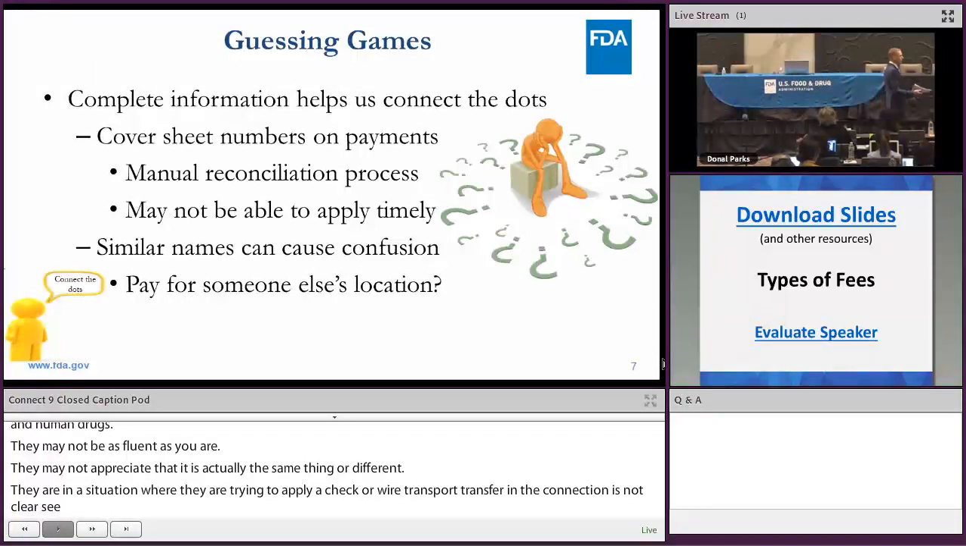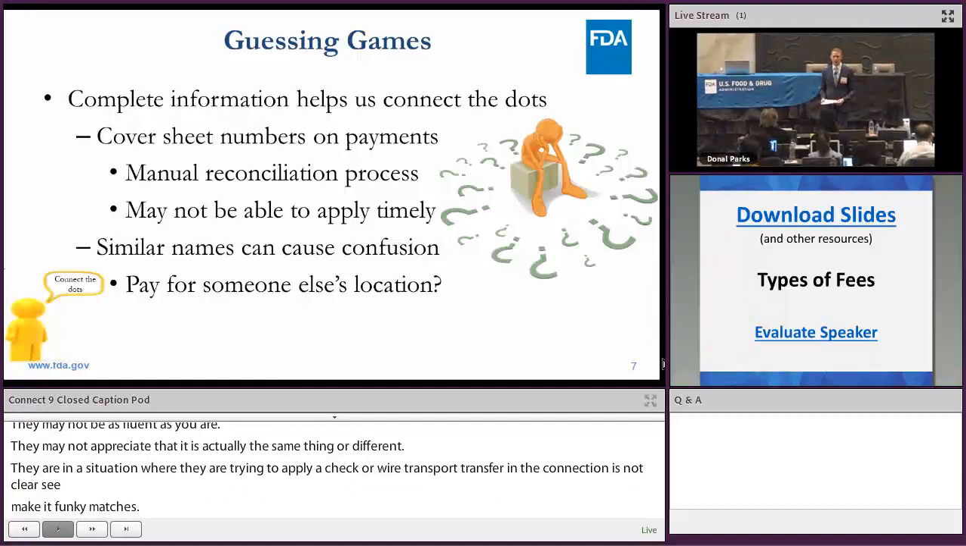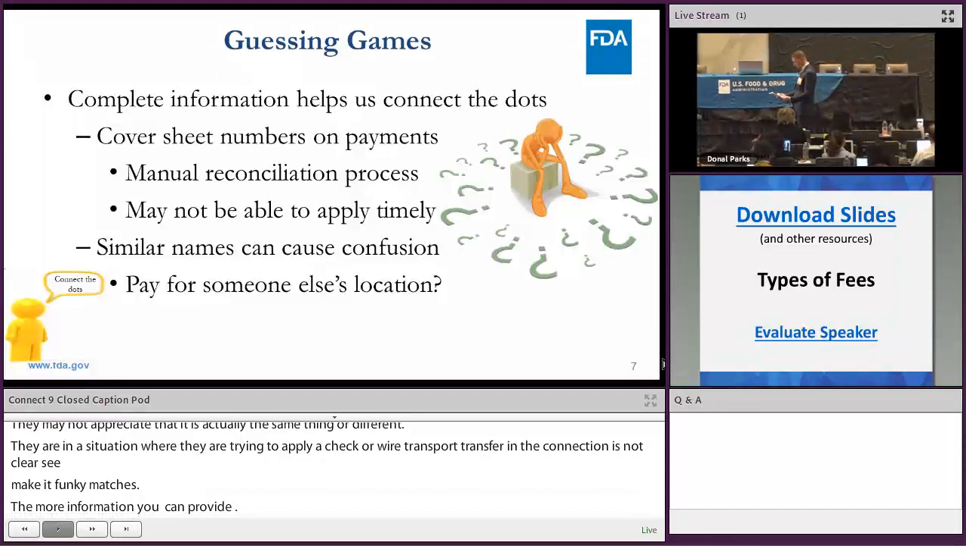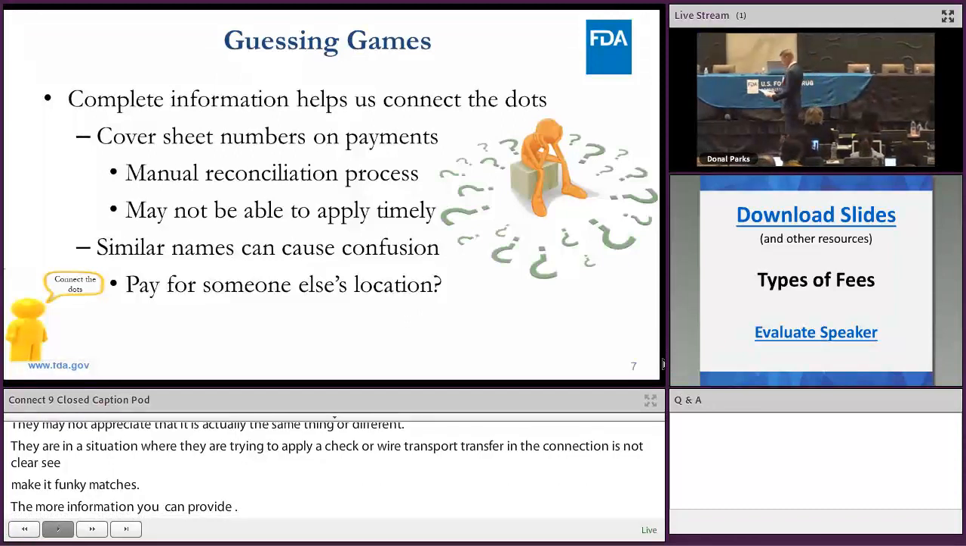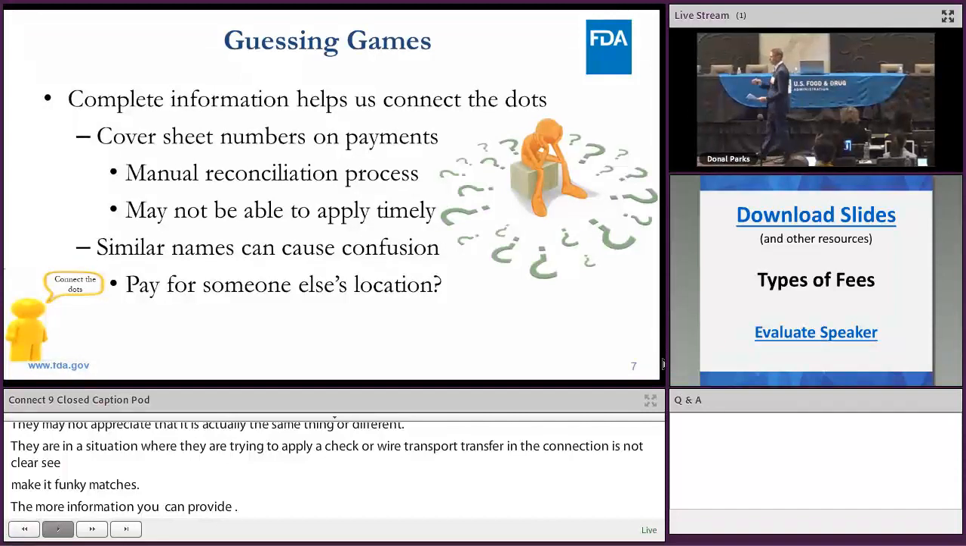So again, the more information you can provide, the more timely that information, making sure someone's available to answer questions, these things will make it easier for our folks to do their job so that you're not disadvantaged in any timing issues or meeting your user fee obligations or things like that. So yeah, the wire transfer is probably the highest error rate, followed by checks, and then pay.gov is the best.